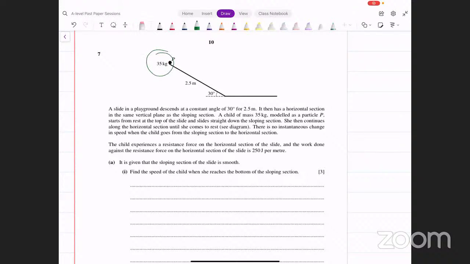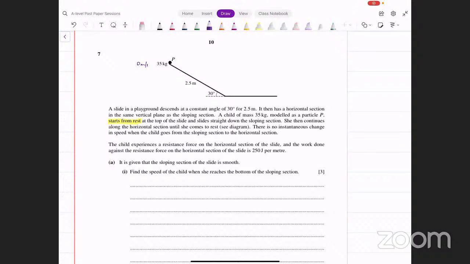You can see that starting from this point, उसने क्या rest से start करता है. So that's an important thing. जो figure पे नहीं नजर आ रही, उसने क्या starts from rest. So that means the velocity at this point is going to be 0 meters per second. Okay. It slides straight down the sloping section. She then continues along the horizontal section until she comes to rest.